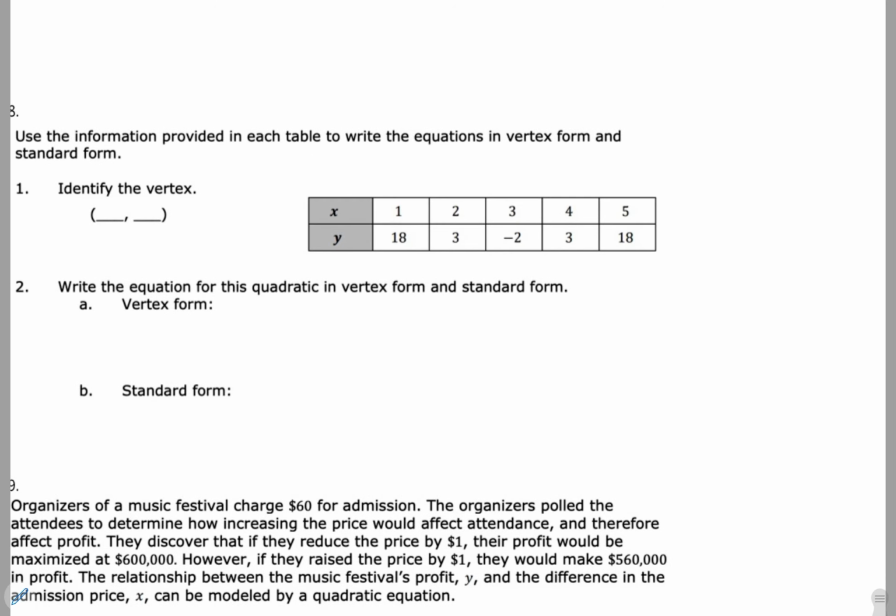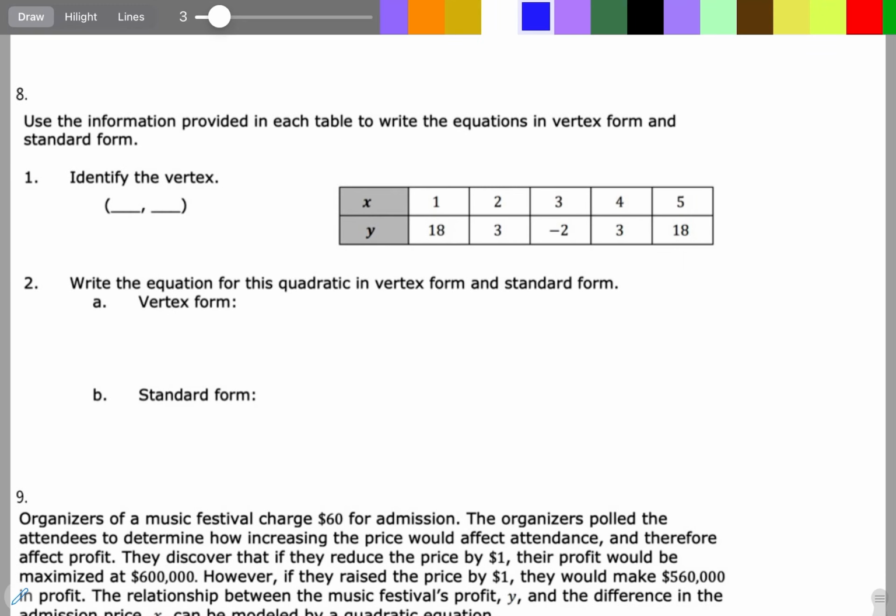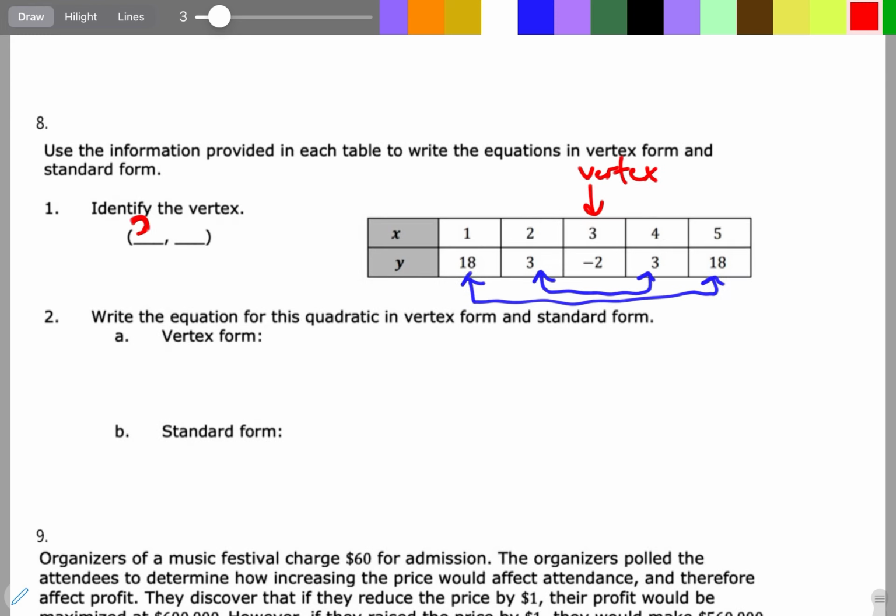All right, we got two more to knock out. Looking at the table here, I'm looking for duplicates. Here we go. Right here, I got duplicates. Dead giveaway, my vertex is here. Vertex is 3, -2.